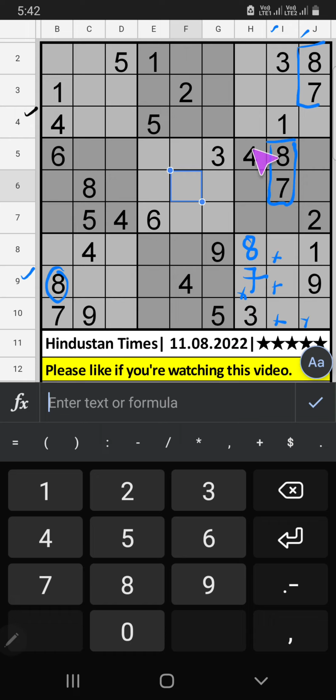4th row and 6th grade, we have 4. So 4 can't come in these cells. Then 4 is confirmed here. 9th grade, 3 numbers are remaining: 2, 6, 5. It will come in one of the cells. We will confirm later.